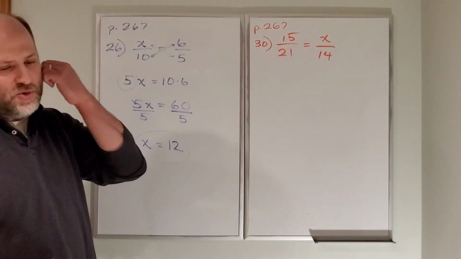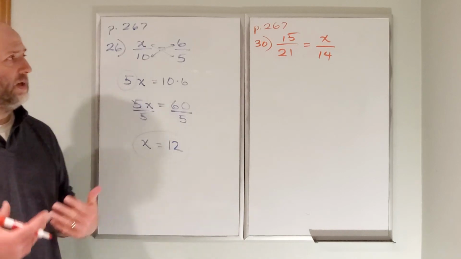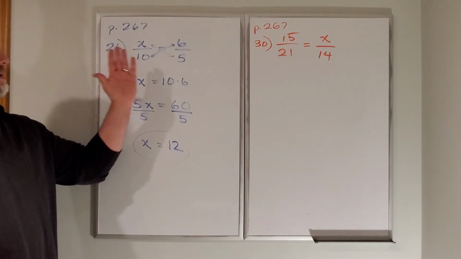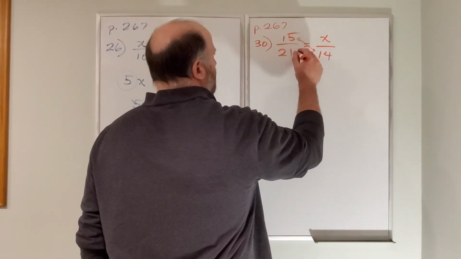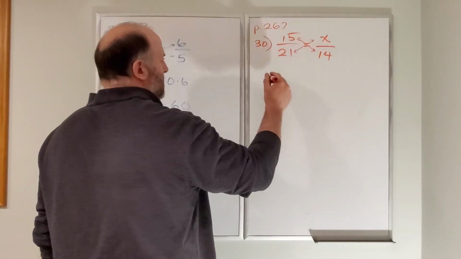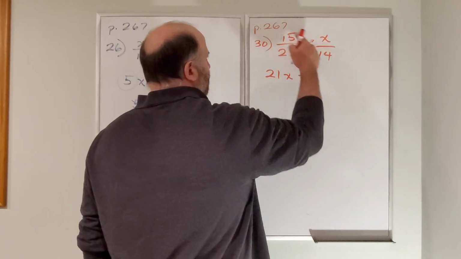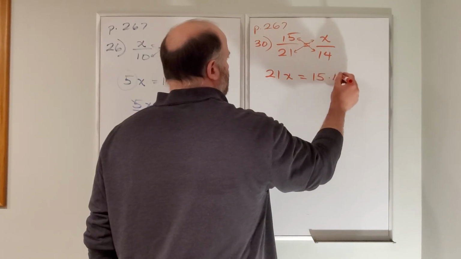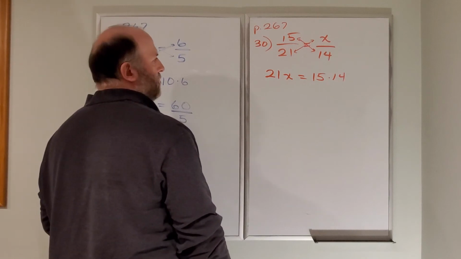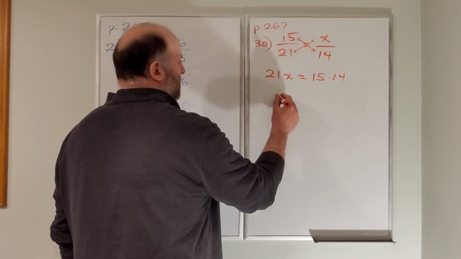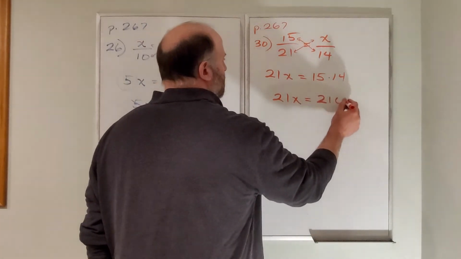Okay, so 15 is to 21 as x is to 14. So how are we going to solve this for the unknown value of x? Always, always, always, first step, cross multiply. This will get rid of your fractions. We have 21 times x equals 15 times 14. If you have any products to evaluate, go ahead and do so. 15 times 14 happens to be 210.